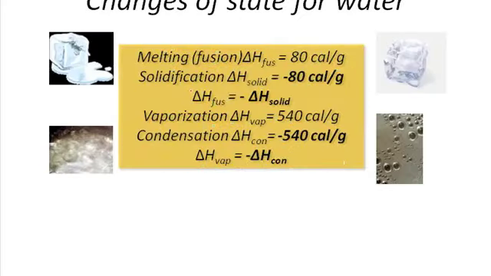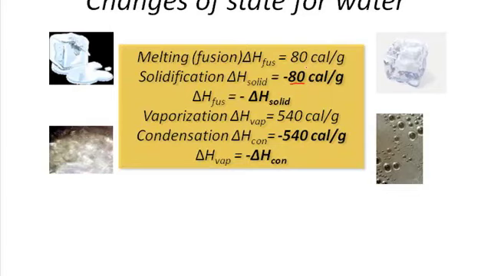Alright, so when we're talking about the changes of state for water, the heat of fusion is 80 calories per gram. Again, solidification is the same in magnitude, but just opposite, it's negative, which means it's exothermic. Heat of vaporization is 540 calories per gram, and condensation again is negative 540 calories per gram.